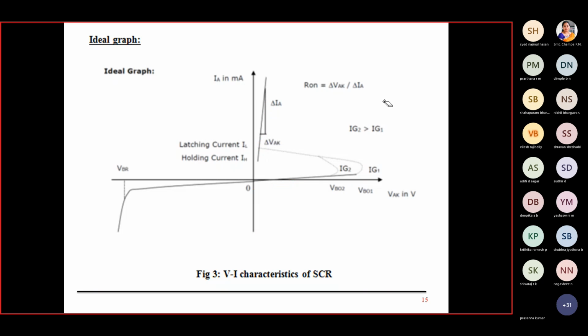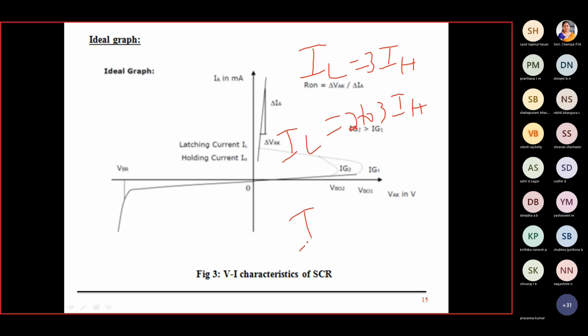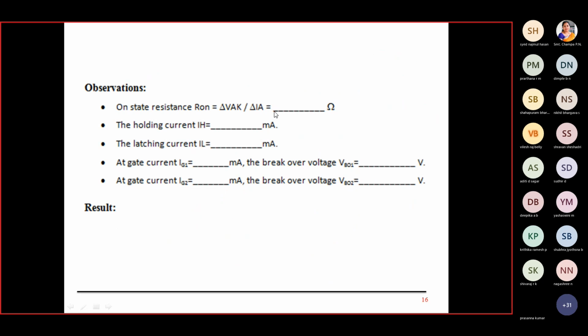As per theory, the latching current will be 3 times the holding current, or 2 to 3 times you can say. So latching current will be higher, holding current will always be smaller. Or holding current is normally, as per theory, 1/3 or half of the latching current. It will come in between 2 and 3 normally, not exactly 2 or exactly 3. So these are the readings, we take them here and dump them here.